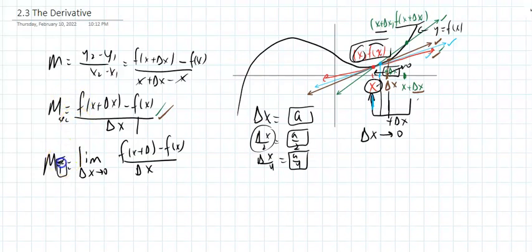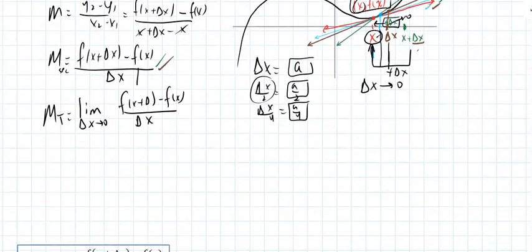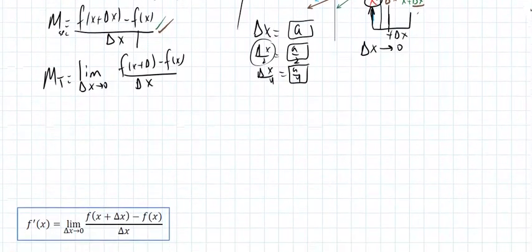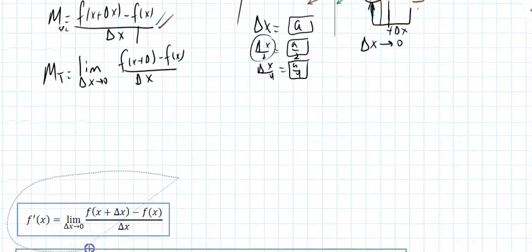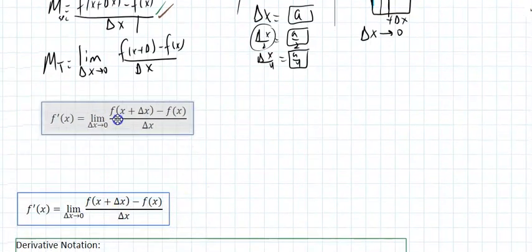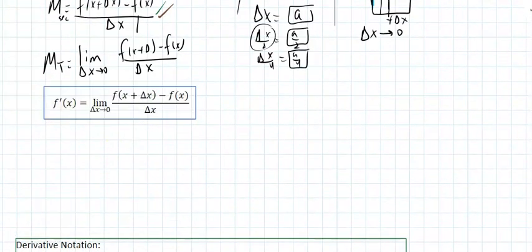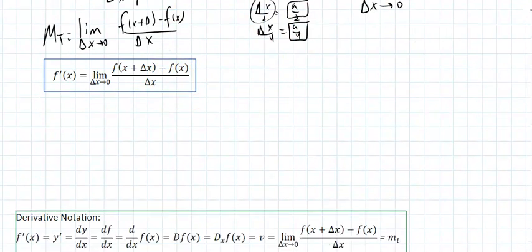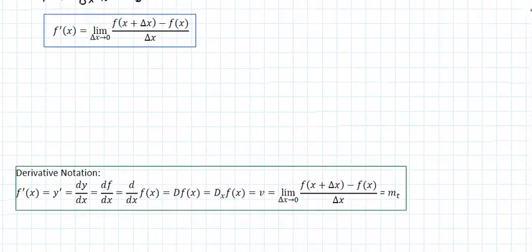So the way it works, this is the definition. This is what's known as a derivative. The derivative is the limit as delta x approaches 0 of f of x plus delta x minus f of x, over delta x. And the notation.